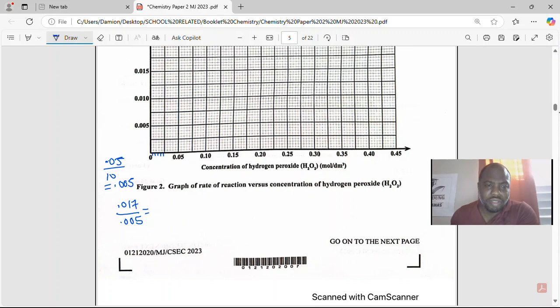I was doing the wrong side, guys, when I look back up. The rate of reaction would have been on the y-axis. So it would have been here. So it's really 0.005 divided by 10. So the answer would have been 0.0005. So do that for me instead.